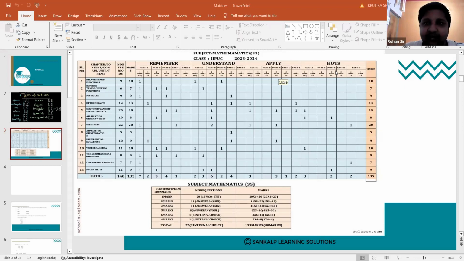So in the last class we had discussed the types of matrices. Just see here in the blueprint: the topic weightage is 9 marks. See the number of questions here: in part A, one question; part C, one question; and part D, one question. Part A is 1 mark, so one question we will be getting. You may get an MCQ on this.